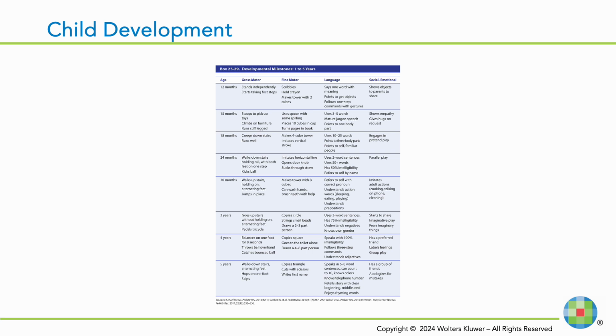By about 2.5 years of age, 30 months, they're walking upstairs, holding on, alternating their feet, jumping in place. They can stack a tower with 8 cubes. They can wash their hands and brush their teeth with help. They should be doing this. This should help them in life. They can refer to self with their correct pronoun, understand action words, not only sleeping, eating, playing, prepositions up, down, around. They can imitate adult actions, cooking, talking on the phone, cleaning.